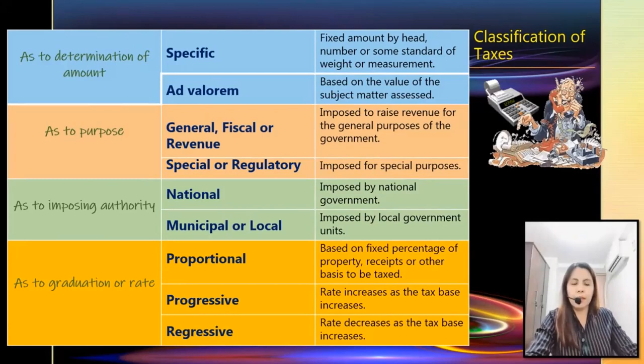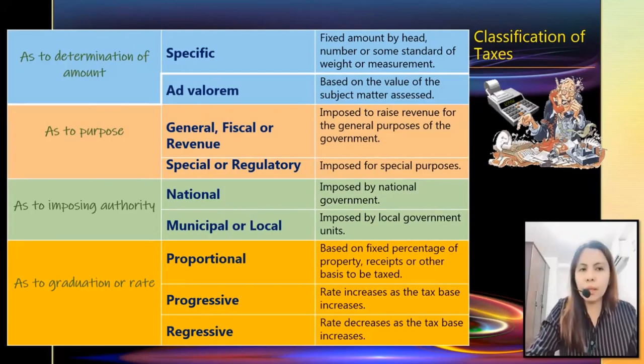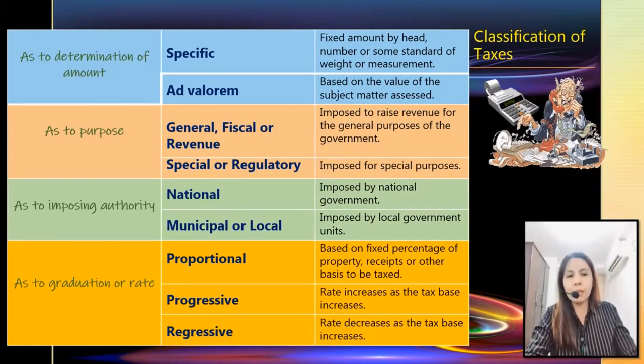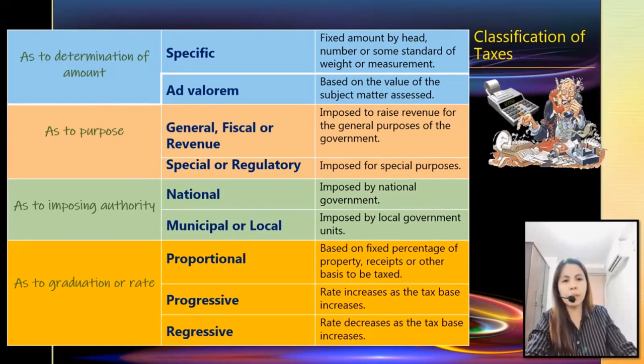Now, if it is imposed by the local government unit, then that is municipal or local tax. Say, occupation tax, sand and gravel tax, some of the amusement taxes or business taxes, local. And then we have professional tax, real property tax. These are municipal or local taxes.